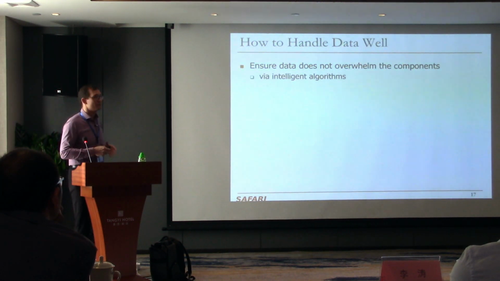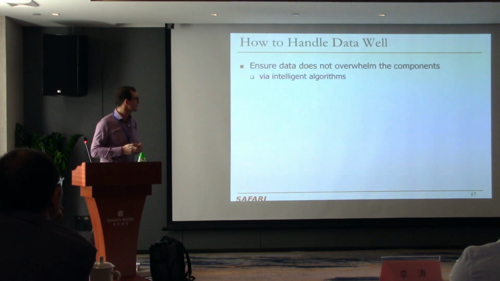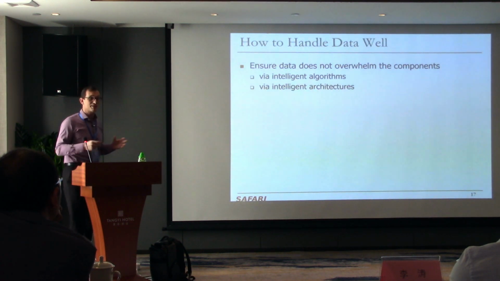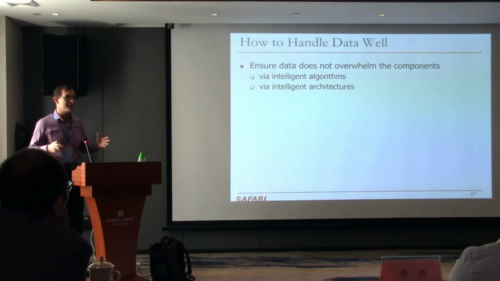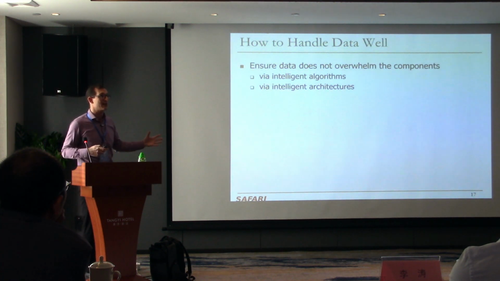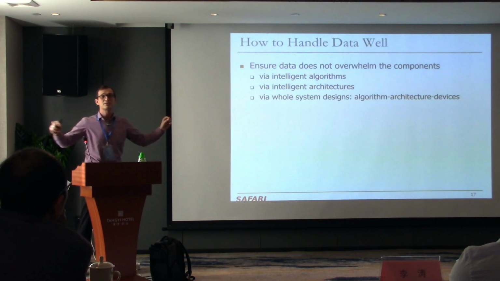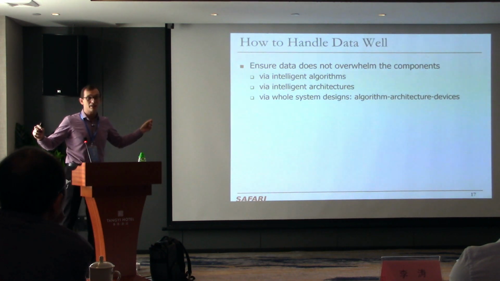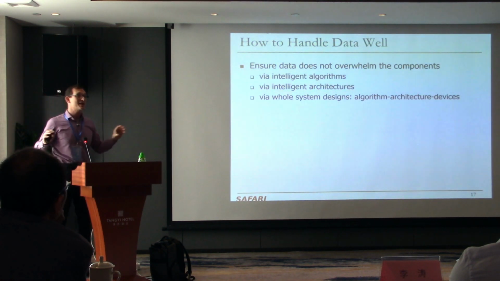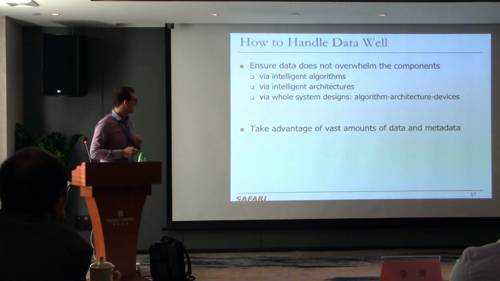So how do we do that? We need to, I believe, have intelligent algorithms to minimize data movement. We need to have intelligent architectures to minimize data movement. And I think it's just a system design problem, not just our algorithms, not just architectures. We really need to design the whole stack, algorithms, architectures, and devices, such that we minimize the data movement that we have in the system.